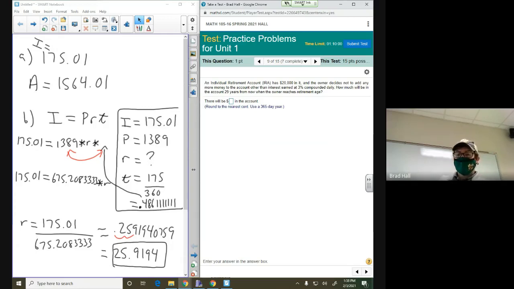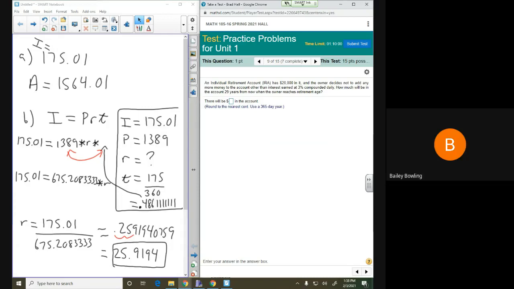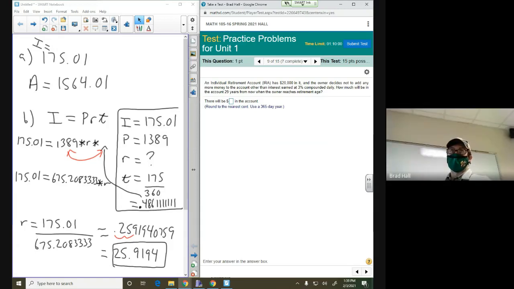So first question, which formula do we use? Discrete compounding. Yeah, we're going to be using the discrete compound formula. It's not a TVM solver problem because it explicitly states the owner decides not to add any more money into the account. So it explicitly states he is not putting money into the account periodically. Just got to let it sit in there and accrue interest over time.